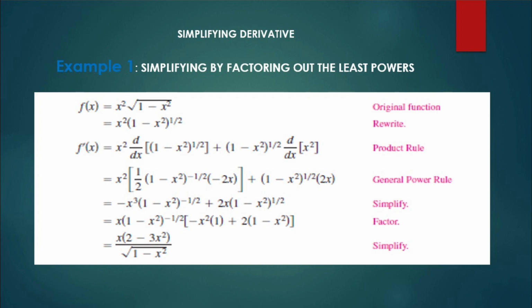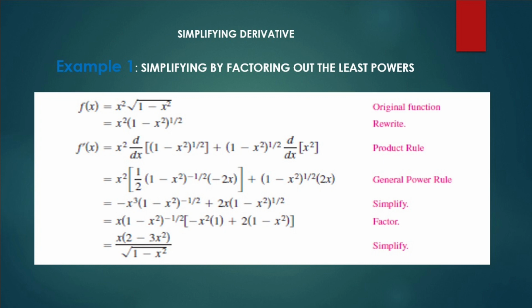So by the general power rule, we get x squared times the quantity 1/2 times the quantity 1 minus x squared raised to negative 1/2 times negative 2x, plus the quantity 1 minus x squared raised to 1/2 times 2x. So by simplifying, we get negative x cubed times the quantity 1 minus x squared raised to negative 1/2, plus 2x times the quantity 1 minus x squared raised to 1/2.